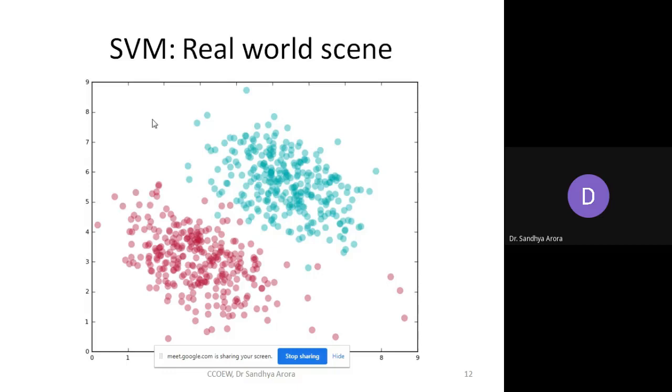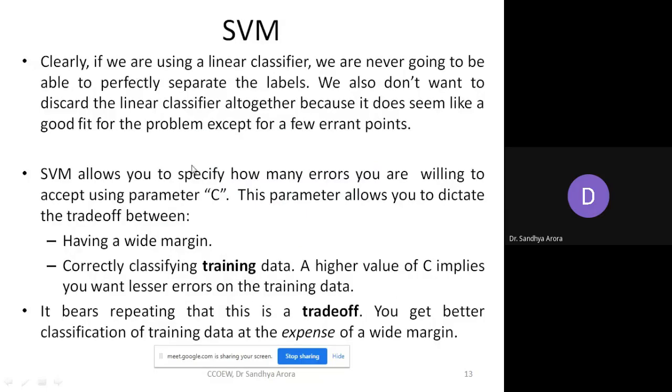Given this data, if I ask you to classify it, you won't say that these data items are not linearly separable, because it looks like linear separation is very good in this case, except for a few data items. If we are using a linear classifier in this case, we are not going to perfectly separate the data labels. For sure, some of the data items will be misclassified. But by looking at those data items, we also don't want to discard the linear classifier altogether, because it seems like a good fit. Linear separation is a good fit except for a few data points.